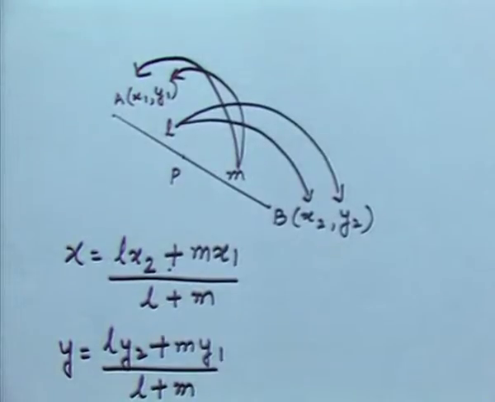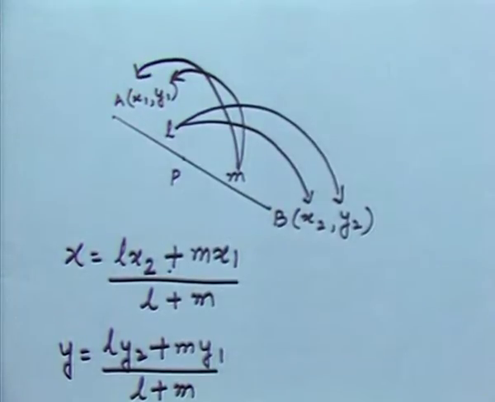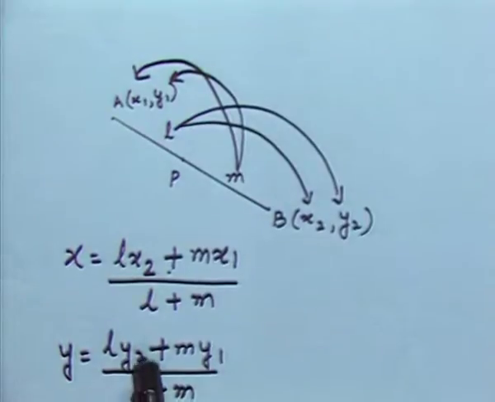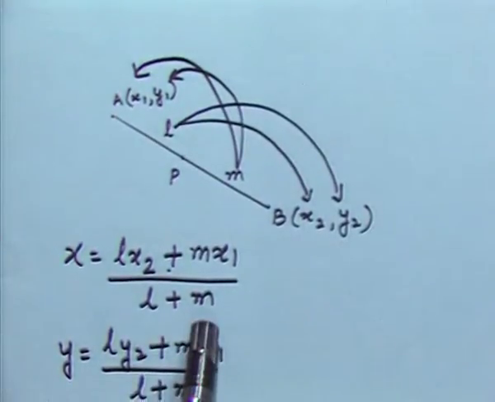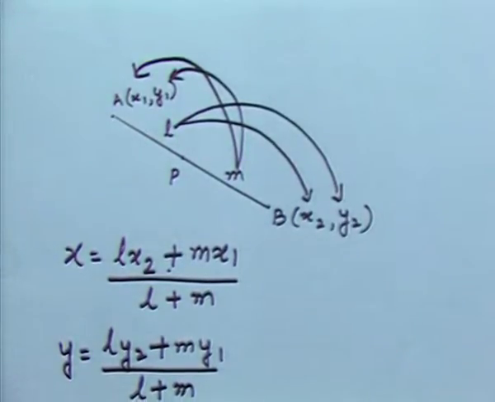The point P dividing the line segment AB, say in a ratio L is to m, will be stated as follows: x is equal to Lx2 plus mx1 divided by L plus m, and y will be equal to Ly2 plus my1 divided by L plus m. We use this result to find the centroid of a triangle. Ravi, can you state what is centroid of a triangle?